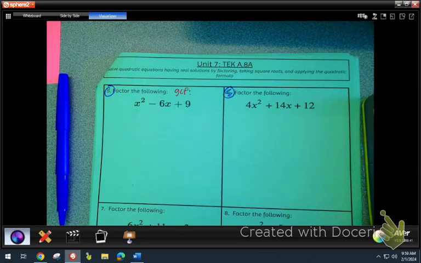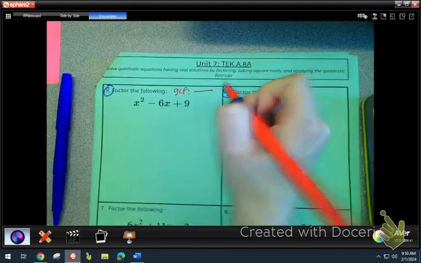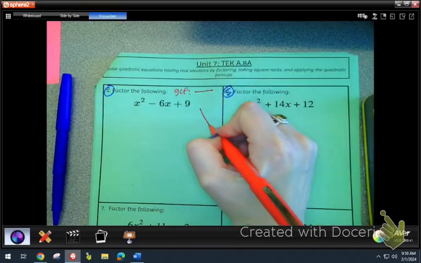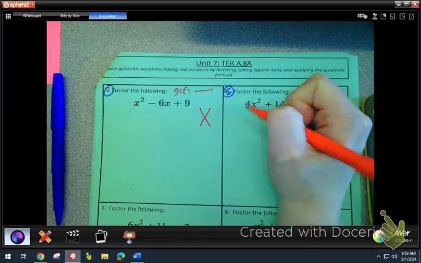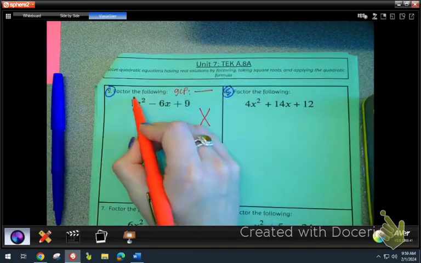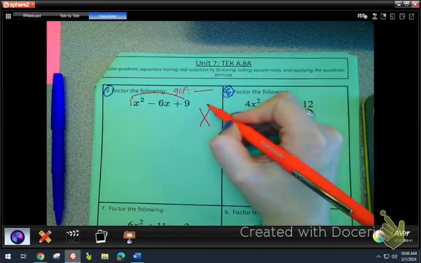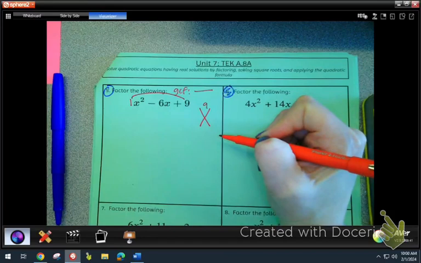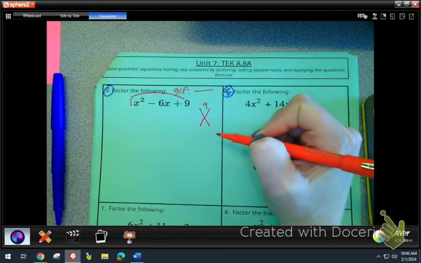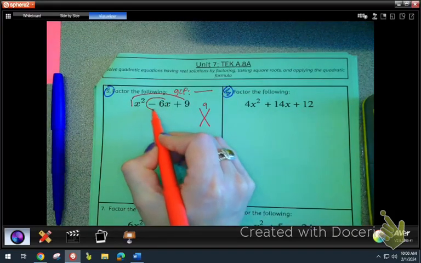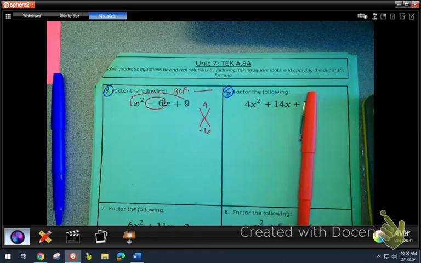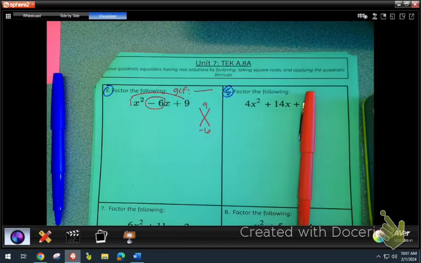Okay? So now I'm going straight to the number puzzle. I checked for a GCF. Now I'm going to a number puzzle. Draw your number puzzle. I know you're tired. All right. First times last. 1 times 9 is 9. 9 goes at the top. Nick, you know what goes at the bottom? -6. All right, y'all solve that puzzle real quick. Go to your calculator. -3 and -3. Do we agree? Yes. Okay, -3 and -3.